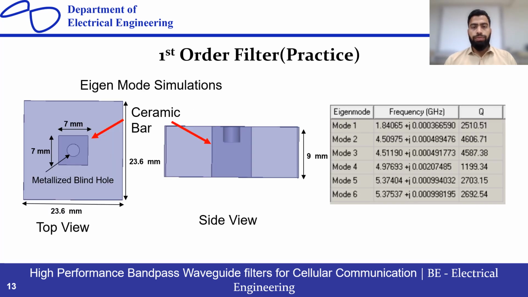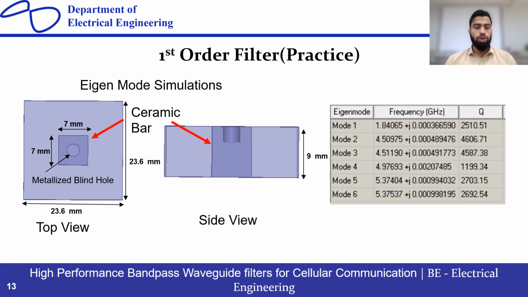Okay, so this is the first order filter which I designed for my practice purposes when we started making our project. The software was new to us. So for learning purposes, I firstly designed this first order filter, which is the resonator. And here, as you can see, the ridge material is used in the middle of this resonator, which is basically the ceramic material, and dimensions are mentioned here.